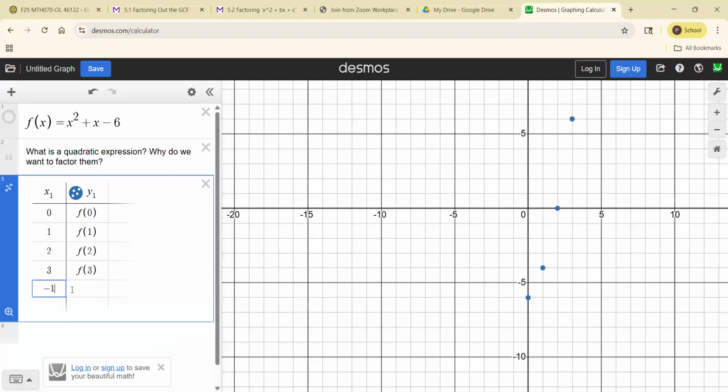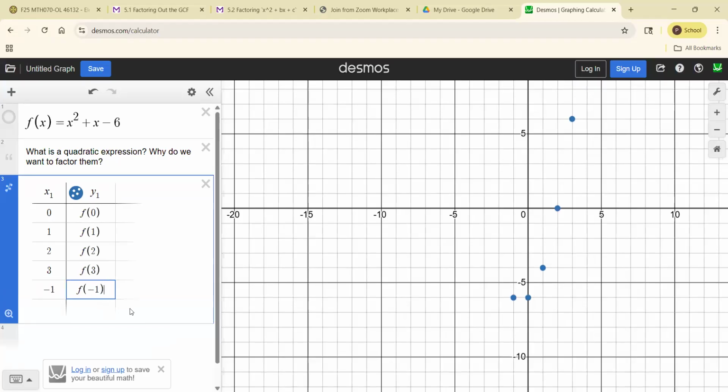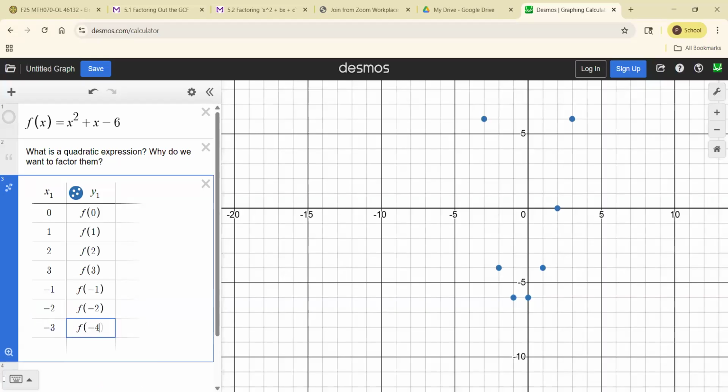How about -1 for x? Oh, well, that's interesting. Definitely not a straight line anymore. Let's try -2 for x. Huh, it's coming back up. And -3 for x. And finally, -4 for x. And what you can see is my function seems to, as x increases, come down towards a low point and then actually turn around and go back up.